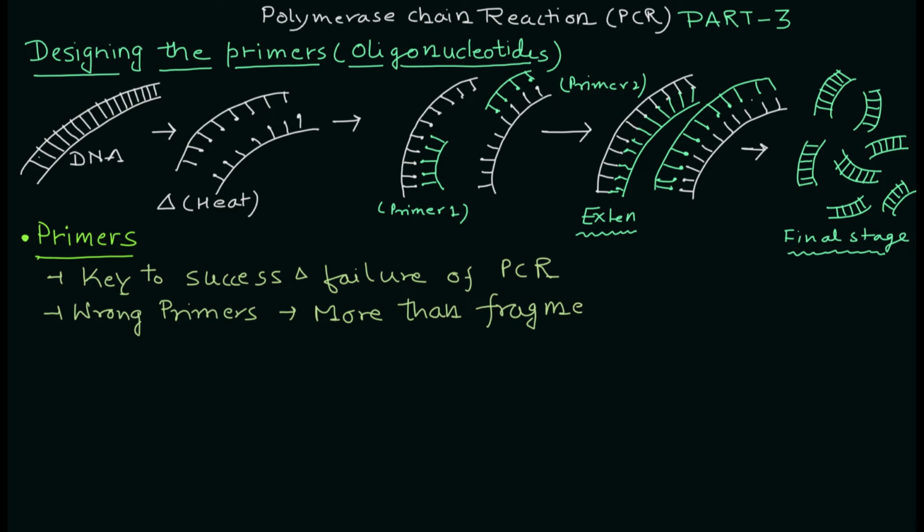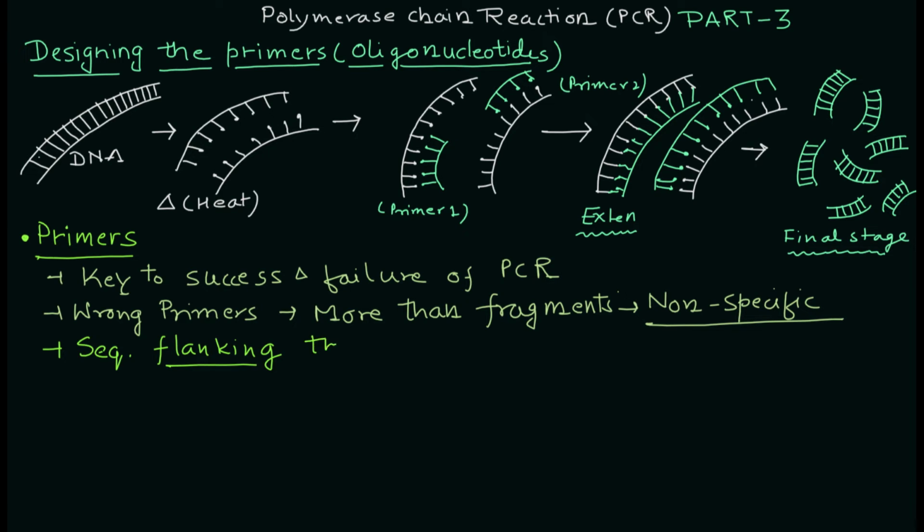What can go wrong in that case? You will have no PCR reaction, that means the outcome of the PCR is nil, or you will get multiple fragments, that is, non-specific binding of the primer can happen. And primers are basically designed to the region which is flanking the target sequence.